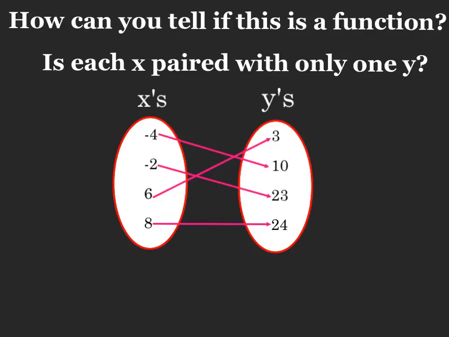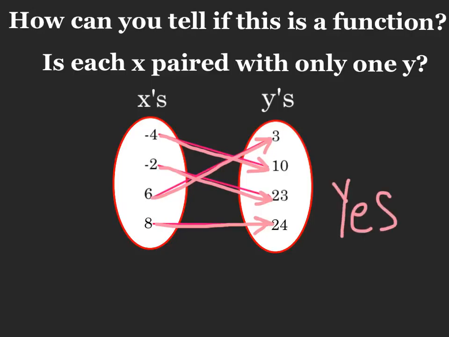Now, one way I like to look at a mapping to decide if it's a function is I think of it like each x can only go to one place. So if you have an x value that's traveling to two different places at one time, that's not possible. Again, if you notice the -4 is only going to the 10, the -2 is only going to 23, 6 is only going to 3, and 8 is only going to 24, that means yes, this is a function.